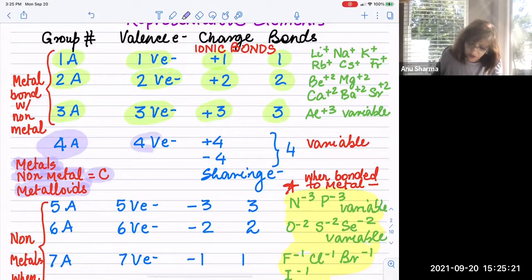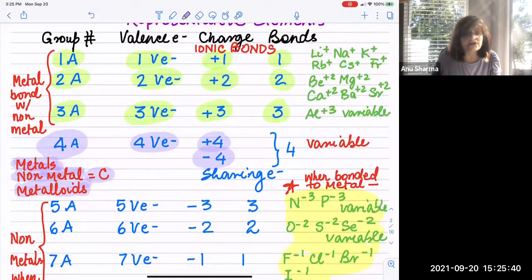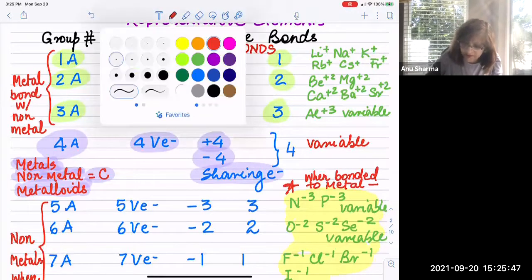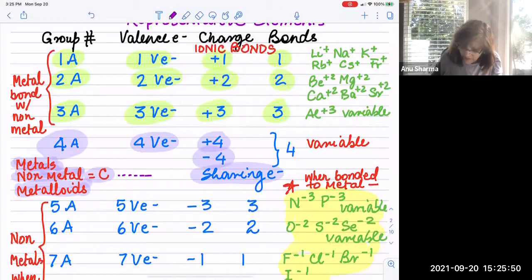So anyways, all the elements that are present in group 4A have 4 valence electrons. That is the 4 electrons present in the last shell or the highest energy level. Then they can lose electrons, so they will have +4 charge. Or these atoms in group 4A can gain 4 electrons, they'll have -4 charge. And as I mentioned, the non-metal, which is the carbon, is going to form bonds by sharing. So that is why the whole situation in group 4A is variable.